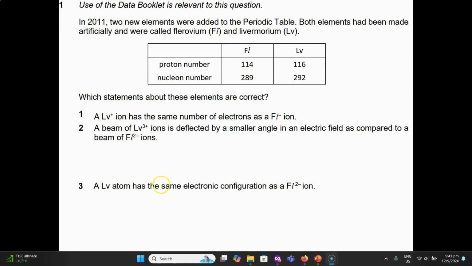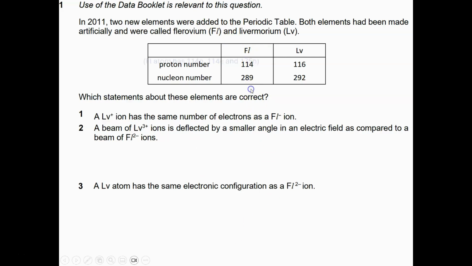Hi everyone, so this video aims to go through the 2022 H2 Chem promo paper. So we're starting with question 1. We have two elements, flerovium and livermorium. So we first need to find the number of subatomic particles in the atoms for these two elements.